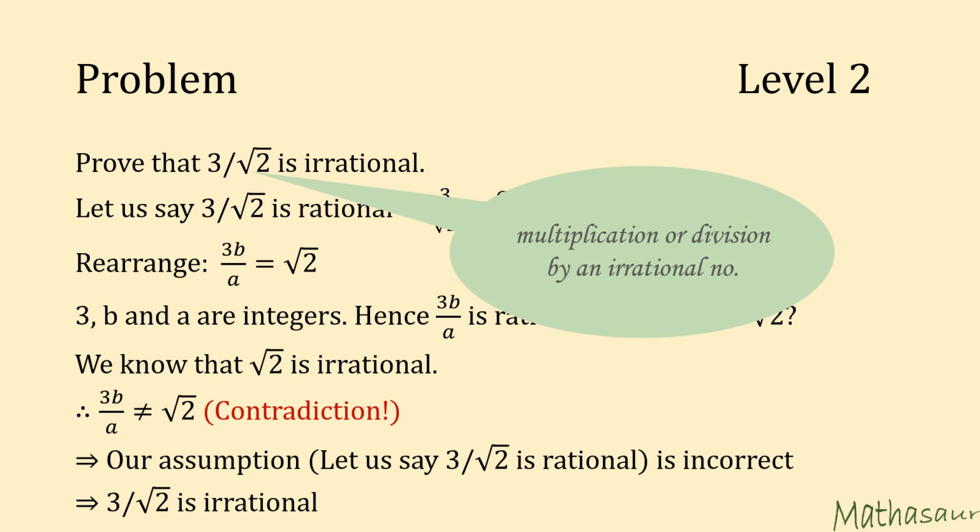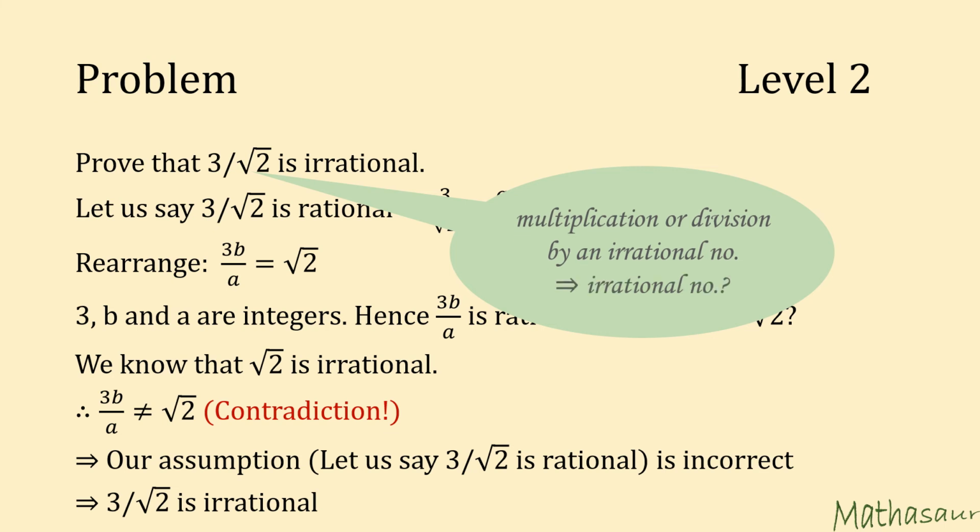You could also point out that if we knew that square root of 2 is irrational, then isn't it logical that 3 upon square root of 2 would be irrational? Well, that makes sense, but we have to prove it mathematically, and hence we proved it by contradiction. Plus, we do not know whether division by an irrational number results in an irrational number itself.